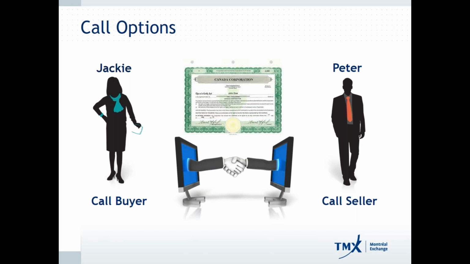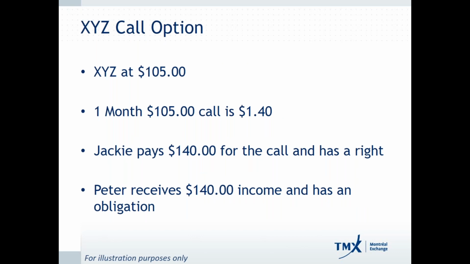And so in this case, Jackie and Peter, through the exchanges, engage the market, and Jackie will buy call options, and Peter will be the seller of the call options. And so in this scenario, let's say XYZ shares are trading at $105 per share. And so you can see a 1 month $105 call option is trading for $1.40. So remember, what would we have to do? For 100 shares, which is one call option, you would take the quoted price of $1.40 per share times 100. It's going to cost Jackie $140.